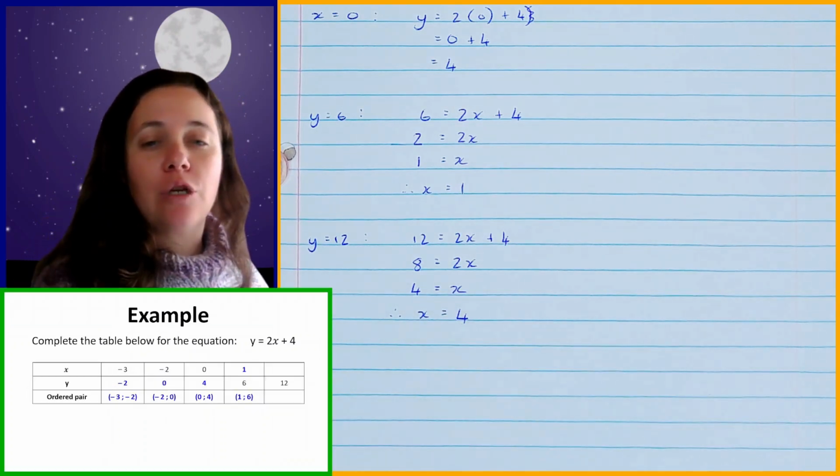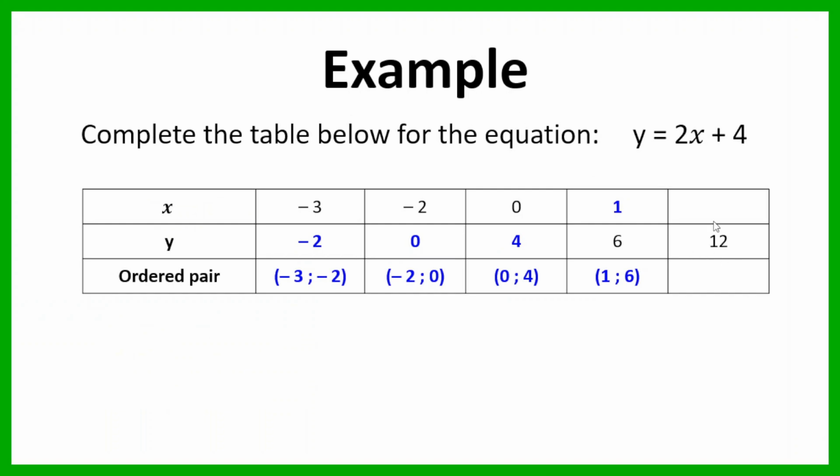So in our table, it's going to look like this. Over here, if y is 12, then x is 4. So our ordered pair is going to be 4, 12, like that. Okay, so that's how we would do that particular question.